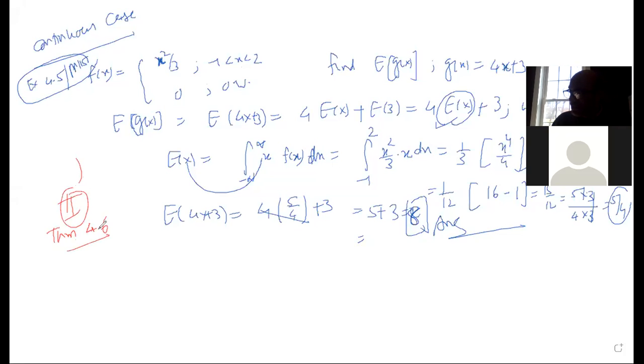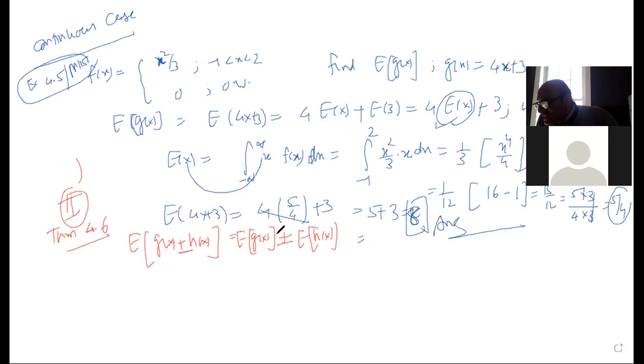So suppose the expected value of the sum or difference, E of g(x) plus h(x). The expected value of the sum or difference of two or more functions of a random variable x is the sum or difference of the expected values of their functions, and that is given in this form.